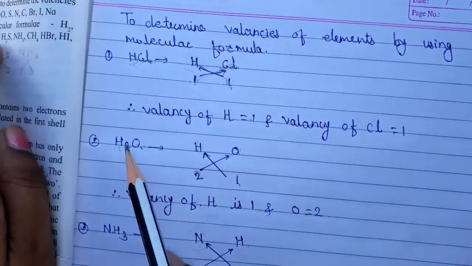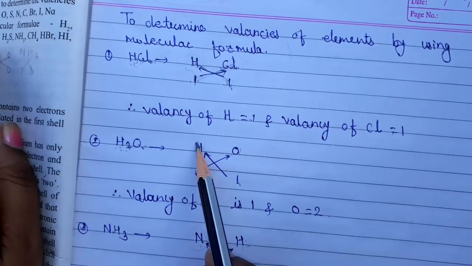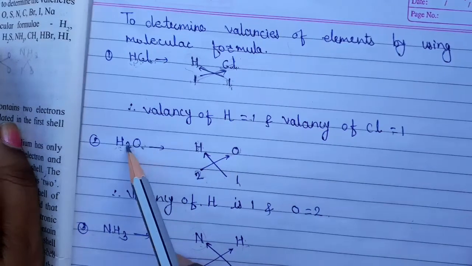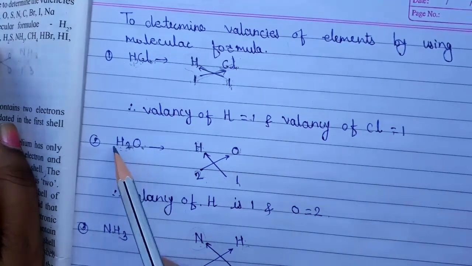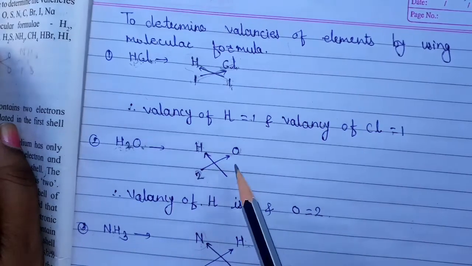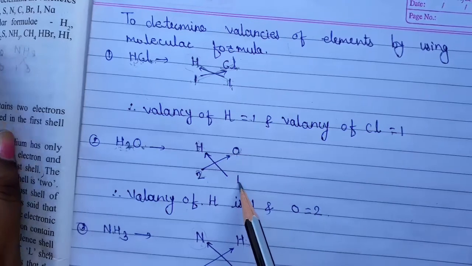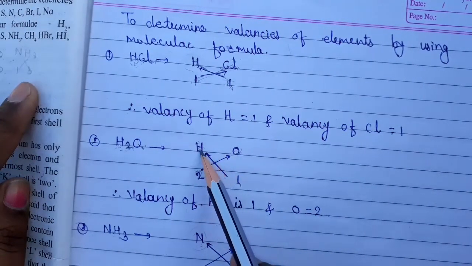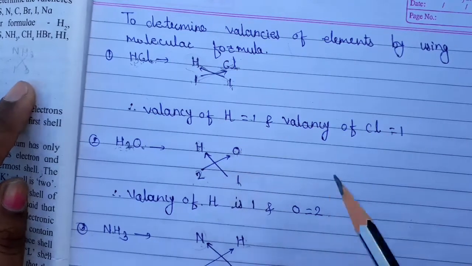Second, H2O, water. Split the elements hydrogen H and oxygen O. Then see the molecular formula. Here there are 2 atoms of hydrogen, so write 2 below hydrogen, and 1 atom of oxygen, write 1 below oxygen, and then cross it. By this you can understand the valency of hydrogen is 1 and oxygen's valency is 2.